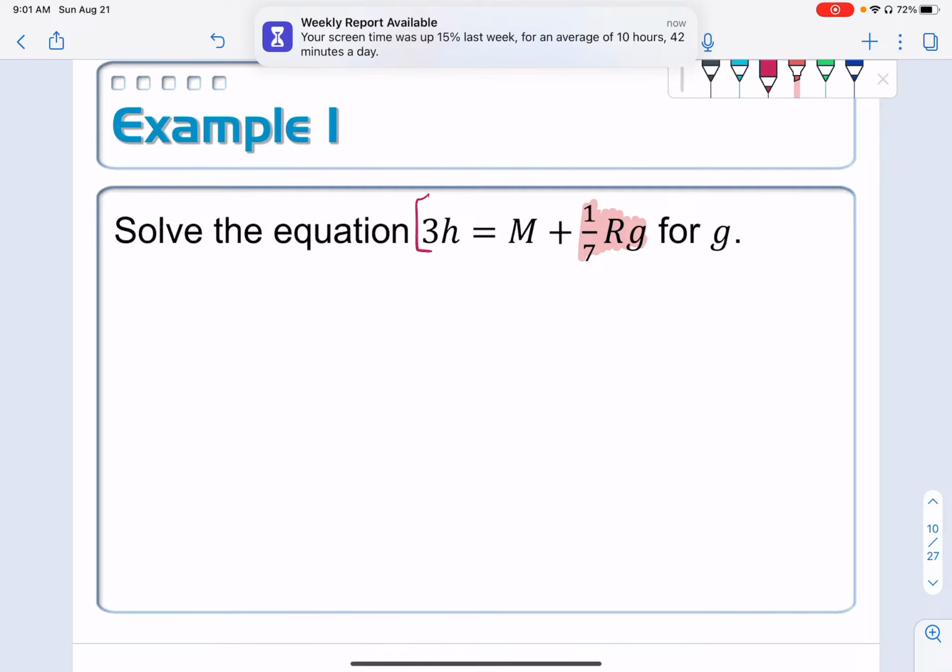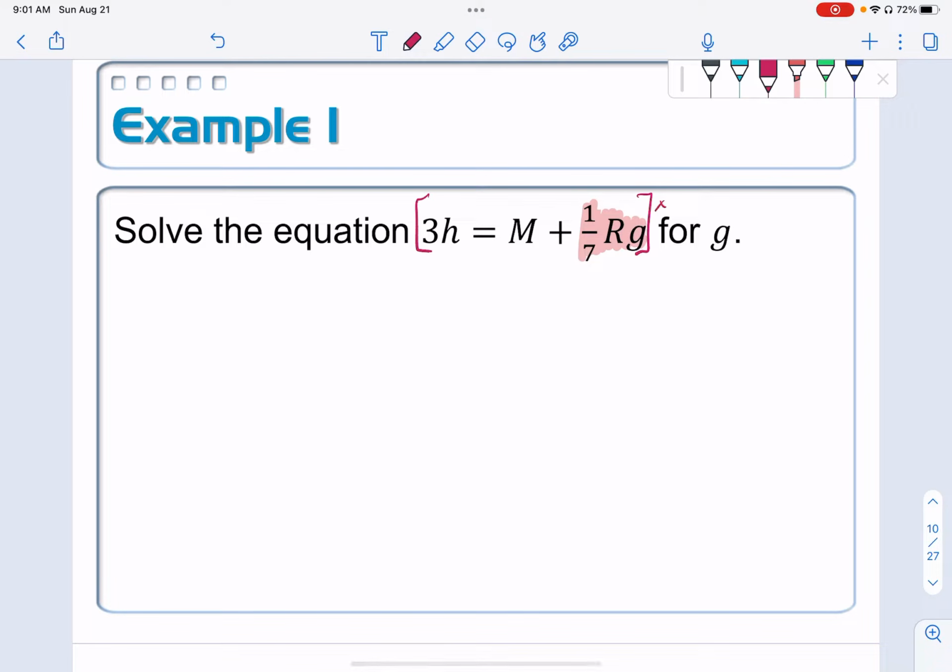So let's do that first. We're going to multiply by 7. It's like a distributive property, so everything here is going to get multiplied by 7. So the 7 times the 3h is going to make that 21h. Then we have the 7 times, oh, let's bring down the equal sign here. 7 times the M gives us 7M. And then the 1/7 and the 7 are going to cancel and make 1, which is the whole entire reason why we multiply by 7. So it's going to be gone, leaving us with RG.